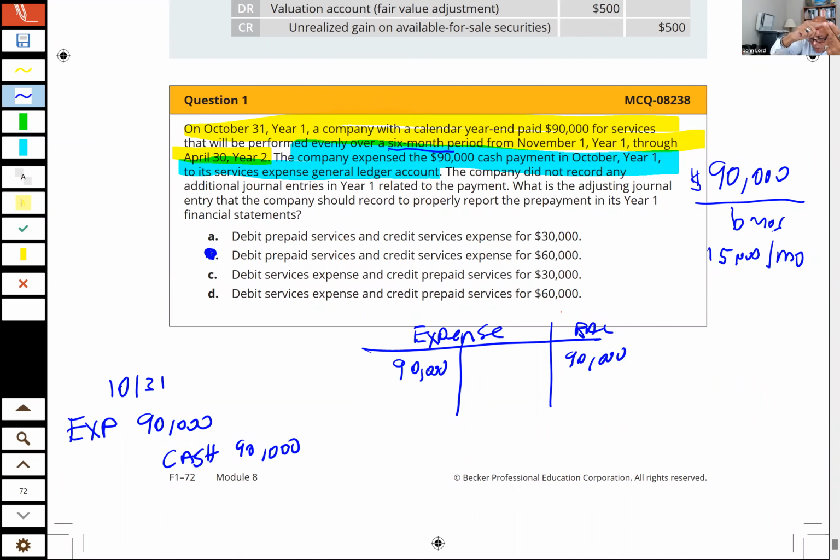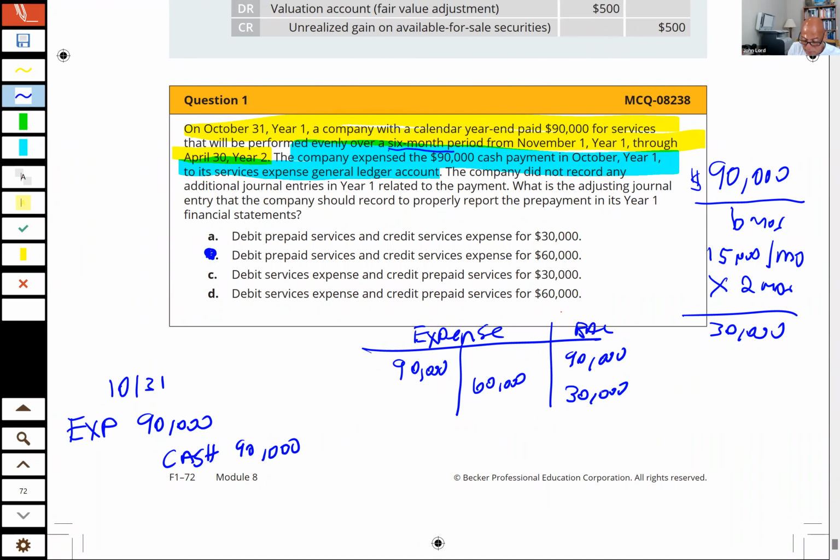Okay. So what happens? 15,000. It's 15,000 October, November, December, about October 31st. That's 2 months. 15,000 times 2 months is what? The expense should have been 30,000. Well, how do I turn an expense account that's showing a 90,000 debit balance into a $30,000 balance? I have to credit it for 60,000, don't I? And now it shows the correct amount, the 30,000.